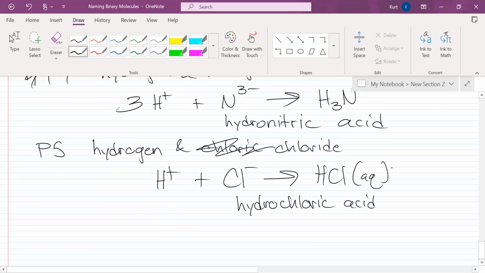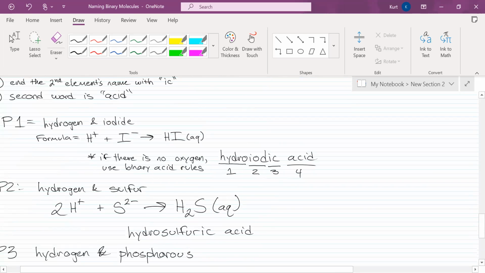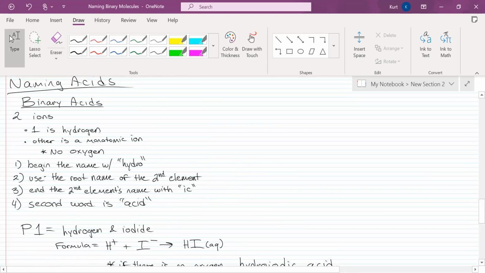Okay, so are there any questions with how to do the binary acid naming scheme? Feeling better about it than you did about 48 hours ago? Okay, you guys sound like you have a little more confidence. All right, let's go into oxyacids.